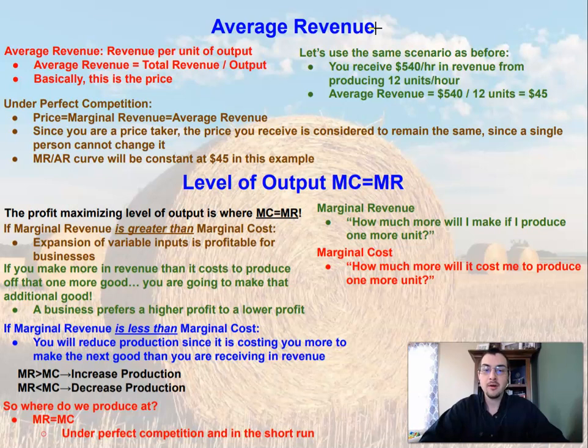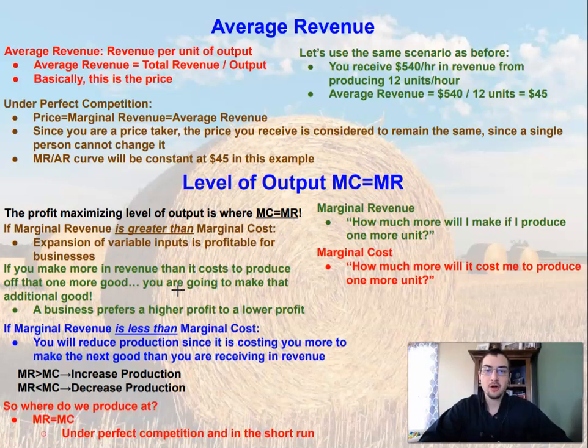Now, if you remember, marginal revenue is how much more will I make if I produce one more unit? How much more is my revenue going to increase by producing one more unit? Marginal cost says how much more will it cost me to produce one more unit? So what happens if marginal revenue is greater than marginal cost? The amount that you will receive from producing one more unit is higher than the amount that it's going to cost you to produce one more unit. So if that's the case, if marginal revenue, MR, is greater than marginal cost, expansion of the variable inputs is profitable for the business.